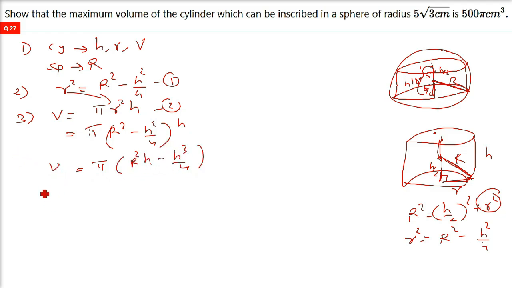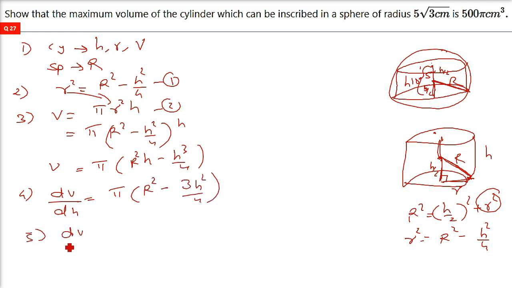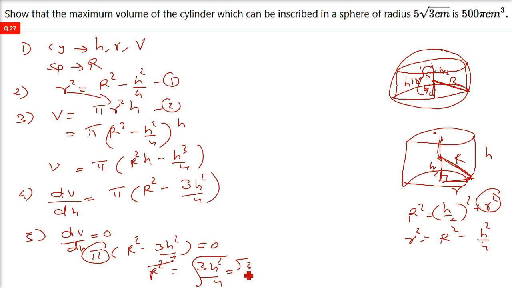This is capital V. The next step is to differentiate this. When we differentiate, of course, we treat the radius capital R as constant because it is already given in the question: it is 5 root 3. So dV by dh is pi times capital R square minus 3h square by 4. The next step, the fifth one, is dV by dh equals 0. Now pi into capital R square minus 3h square by 4 is 0, and then we get a relationship between R and h. So capital R square will be 3h square by 4, capital R will be root 3 by 2 into h, and from here you get h equals 2R by root 3.